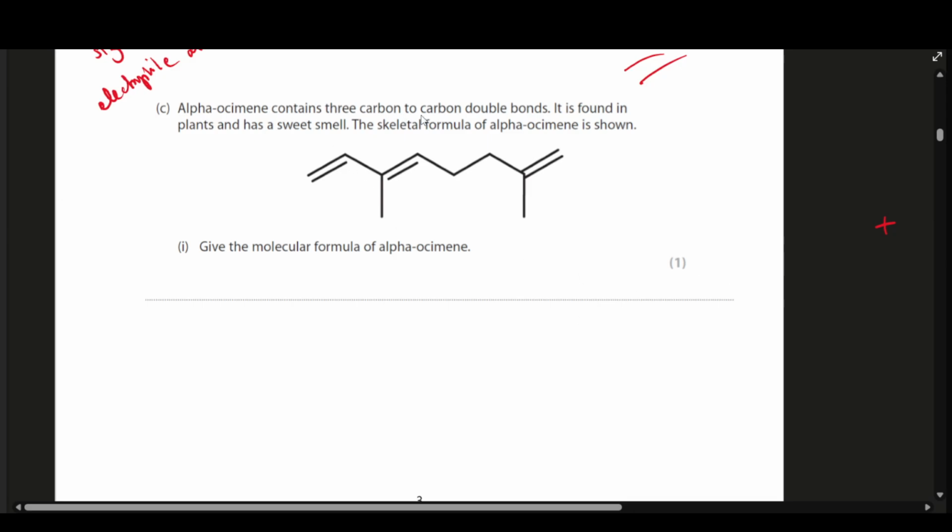Alpha-ocimene contains three carbon to carbon double bonds. It is found in plants and has a sweet smell. The skeletal formula is shown right here. Can anybody tell me what is the molecular formula of this? Please count and tell me fast. It's very simple. Sylvia, please try.